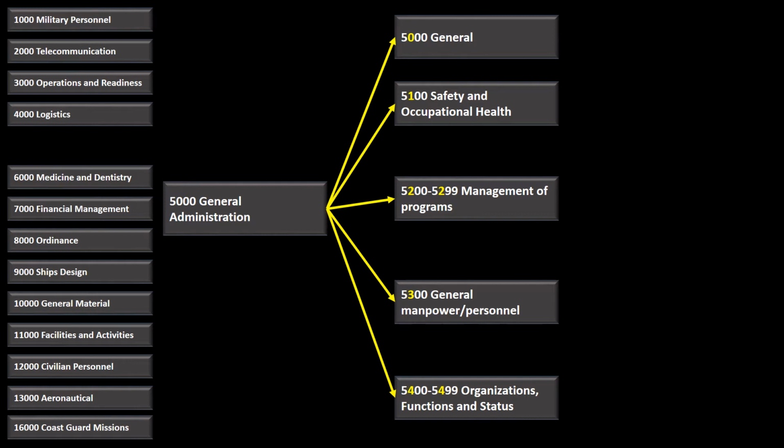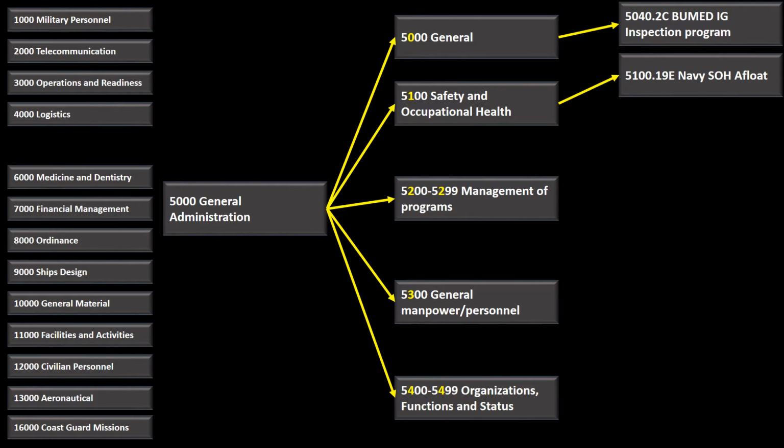The instruction we're going to find on our bibliography that falls under 5000, well, that's going to be your BUMED Inspector General Inspection Program, 5040.2 Charlie. Our 5100, we've always got the 5100.19 Echo, the Navy Safety Occupational Health Afloat Program, and that one is an OpNav instruction. And going on to 52, that's going to be management of programs, and remember, the 5 still means general admin, so programs that have to do with administration.